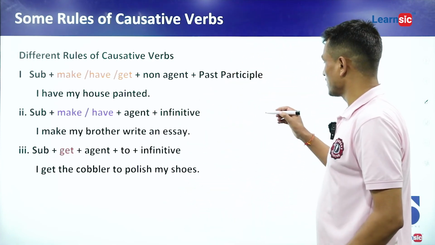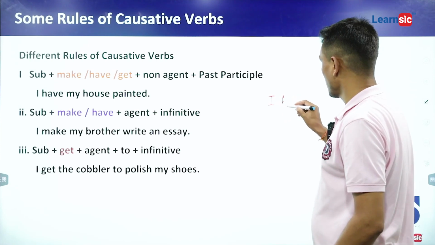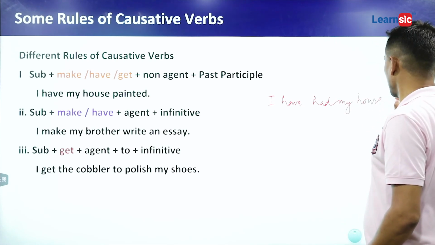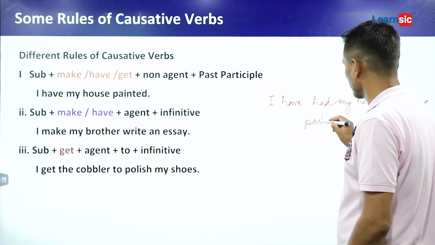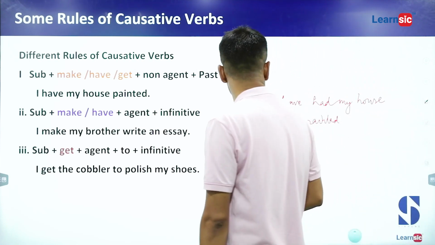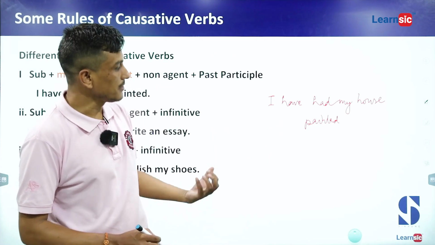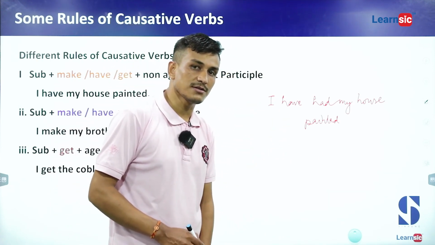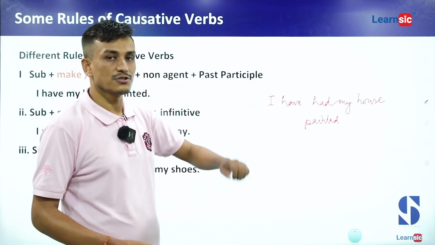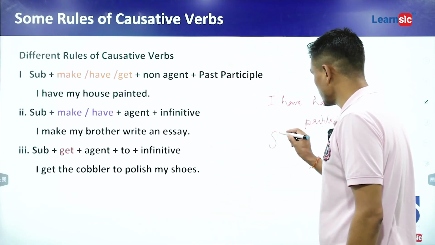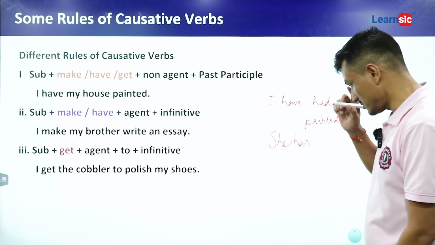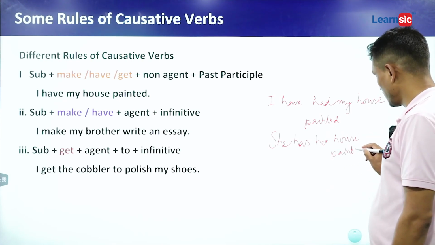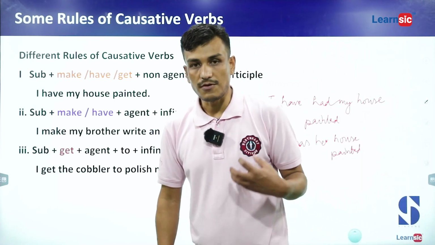Let me give you another example. I have had my house painted. Or you can say, I'm having my house painted. I have my house painted. I am having my house painted. I have had my house painted. Whatever sentence you use. Or she has her house painted, if we use a singular noun. She has her house painted.